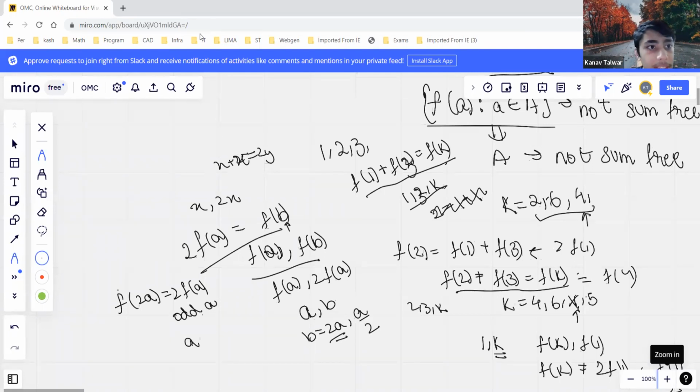Okay, there's a big chat message. If we replace a with a/2, yes, the chat is actually saying that. Perfect. So okay.